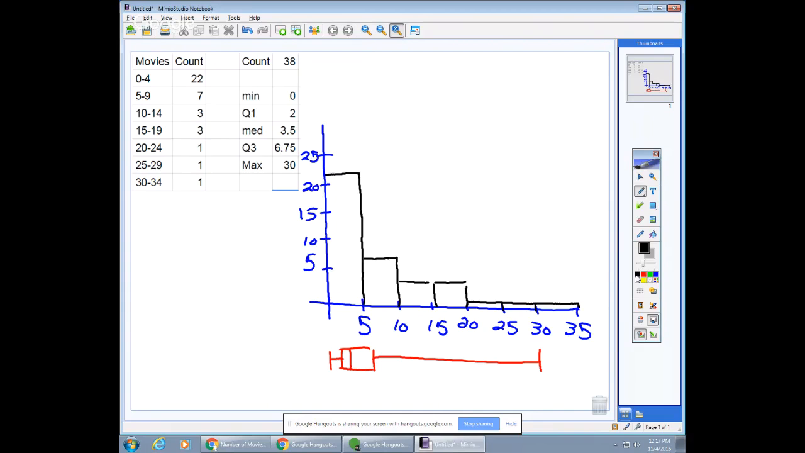Did I make any mistakes? Did I do a good job? That's what yours looks like too? Okay. Just checking.